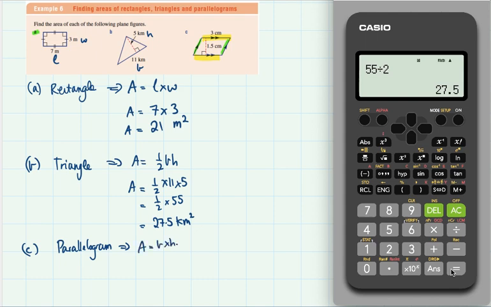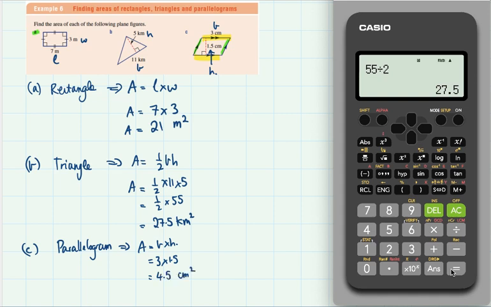So we can see that this is the base and this is the height here. Let's sub in what we know. 3 times by 1.5, and that's 4.5. Let's add on our units, centimeters squared.